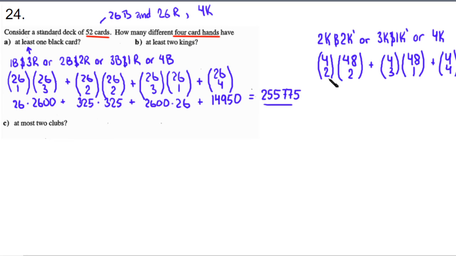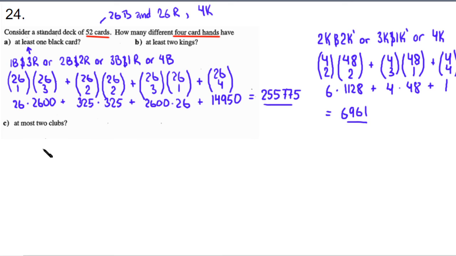So if we evaluate this, 4 choose 2 is 6, times 48 choose 2 is 1,128, plus 4 choose 3 is 4, times 48 choose 1 is 48. And then 4 choose 4. There's only one way of choosing 4 kings out of 4 kings. If we evaluate this, we are going to get 6,961.